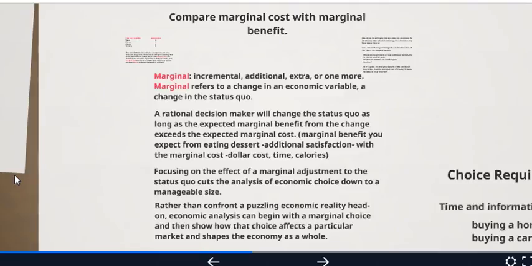A dessert has to be pretty good and usually homemade for me to consume it, to have the additional calories, because I don't think the benefit is really there from the cost, but that's just me. Focusing on the effect of marginal adjustment to the status quo cuts the analysis of economic choice down to a manageable size. Rather than confront a puzzling economic reality head-on, economic analysis can begin with a marginal choice and then show how that choice affects a particular market and shapes the economy as a whole.